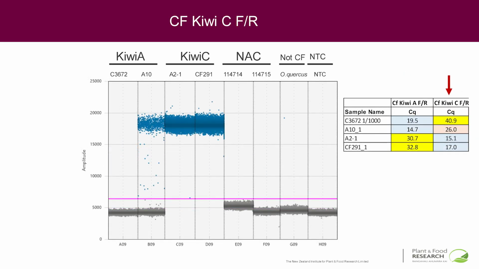Now this one is really interesting because this is with the same samples but with the Kiwi C assay. What you see here is that in one of the samples that we thought was Kiwi A, and it was Kiwi A, we're actually seeing a really significant amount of Kiwi C detection. This corresponds to one of those tan boxes that we saw before, which is a CT value of the high 20s.